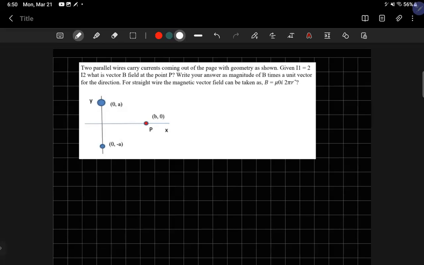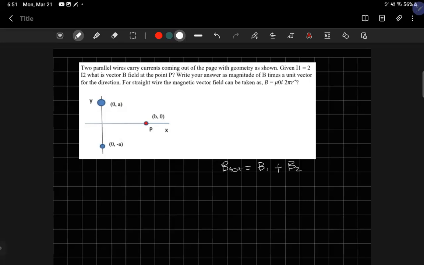So I admittedly kind of struggled with this for a while. Had to go back in the book and actually find some stuff. But we're going to have 2 vectors stemming from these 2 wires. We have current coming out of the page. Interesting. So if I'm not mistaken, obviously we're going to have 2 vectors. So B total is going to be B1 plus B2.